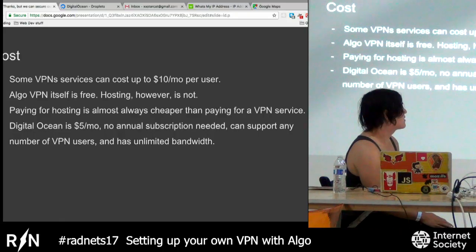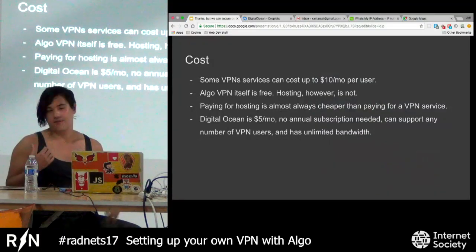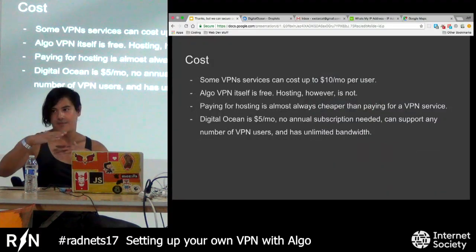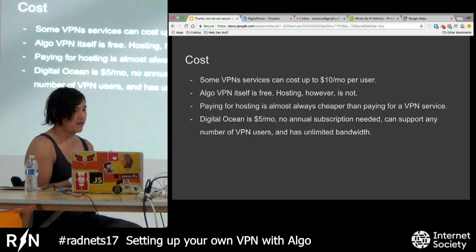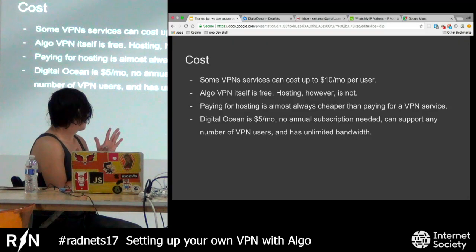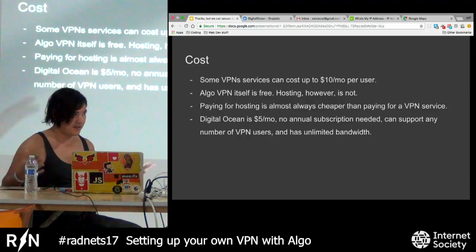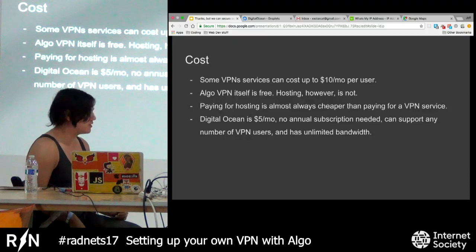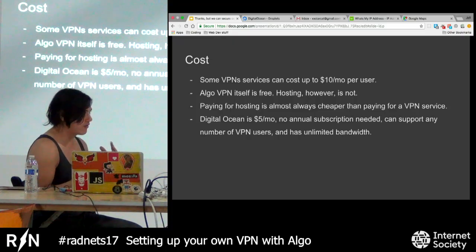Another good reason is cost. Some VPNs cost usually $5 to $10 per month. I know Sarah's Encrypt.me is $3 a month, but there's a cap on the bandwidth that she can use. Algo, the one we're setting up, is free, but we have to pay for hosting, as I mentioned earlier. The hosting we're doing is DigitalOcean, which is $5 a month, but completely unlimited bandwidth. You can torrent and stream all the movies you want on this thing. And almost all the time, hosting is cheaper than paying for a VPN subscription.